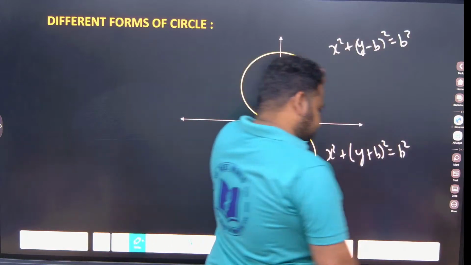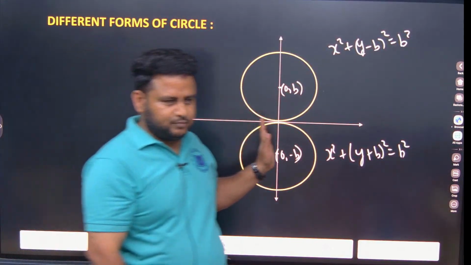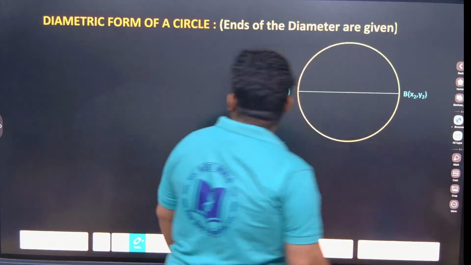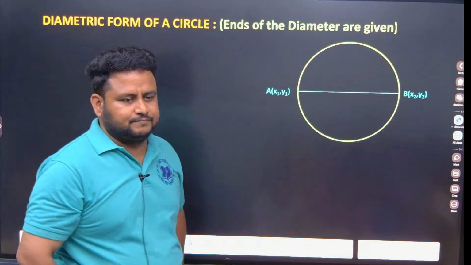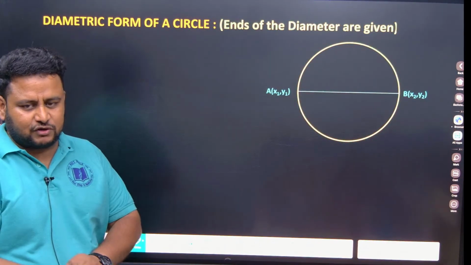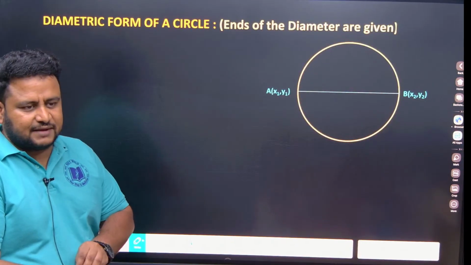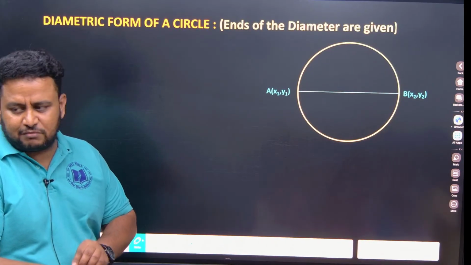Now, next thing, understood till here? Got it everyone? Please focus, very important, circles. Now the diametric form of a circle. They will give only the ends of a diameter. Instead of a chord they will give the ends of a diameter, and they will ask the equation of the circle, whatever diametric form of a circle they will ask.